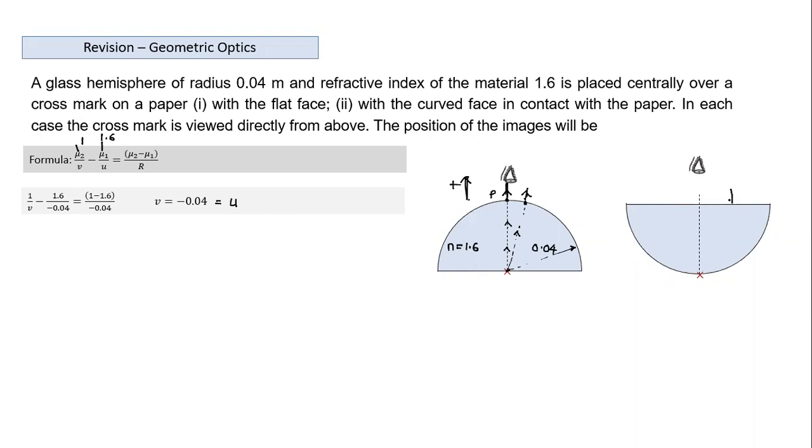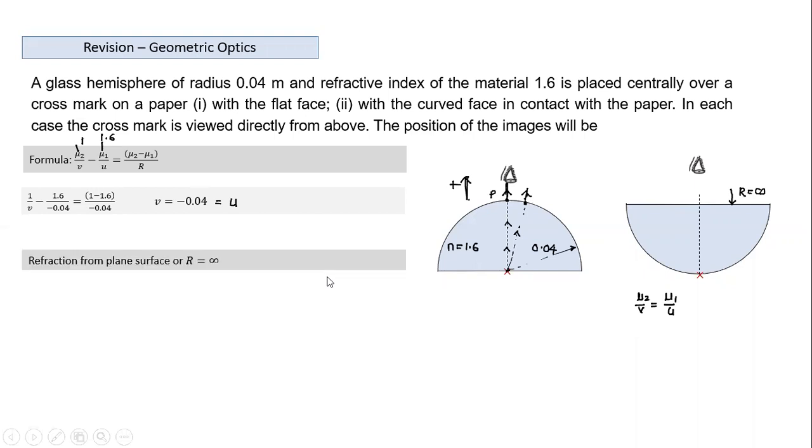As we mentioned earlier, even for a plane surface, we can still use r is equal to infinity. And when we take r is equal to infinity, the formula reduces to mu2 by v equal to mu1 by u. From here, again, we can easily find out. Substituting in this formula, we find v is equal to minus 0.025, which is nothing but the object distance 0.04 divided by the refractive index, which is 1.6.